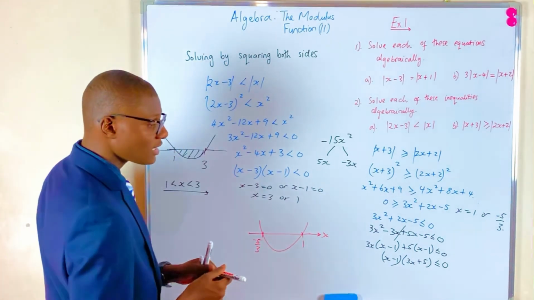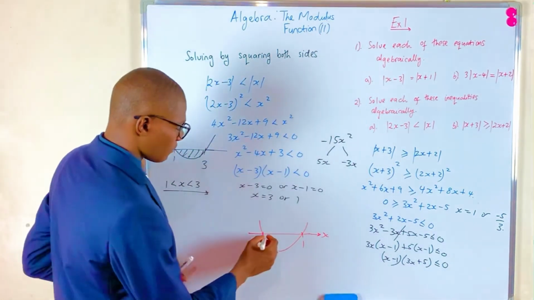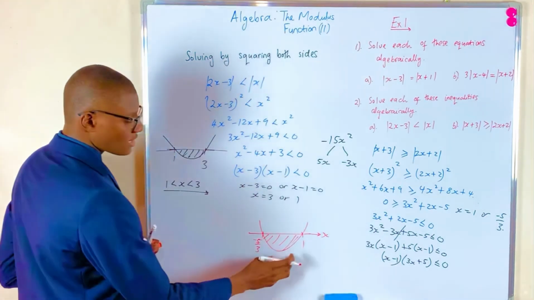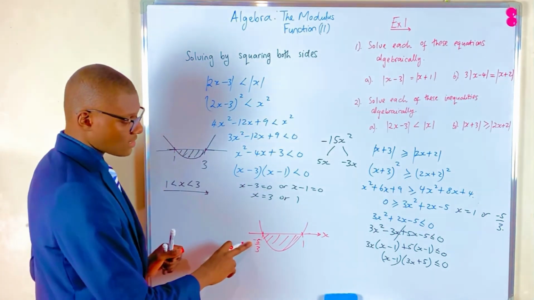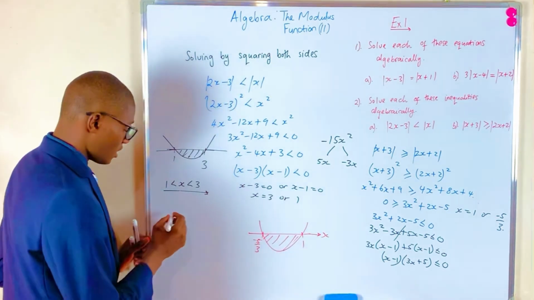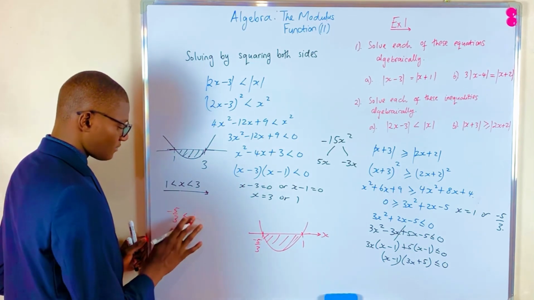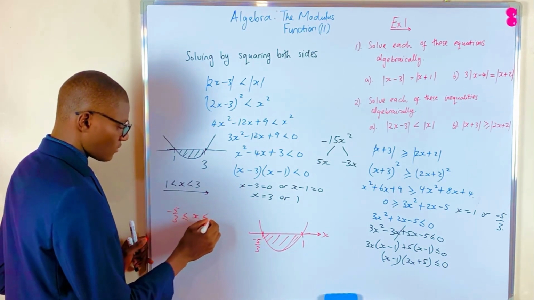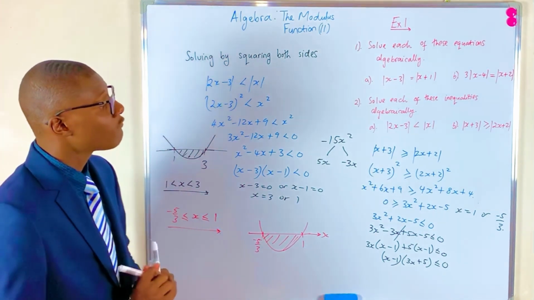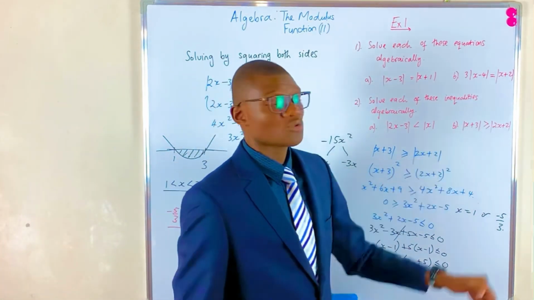But we want the region for which y is less than or equal to 0, which is this region below the x-axis. So we see that this region is bounded from minus 5 over 3 to 1. So we're saying minus 5 over 3 is less than or equal to x, less than or equal to 1. This defines the region that we want, for which the modulus of x plus 3 is greater or equal to the modulus of 2x plus 2.